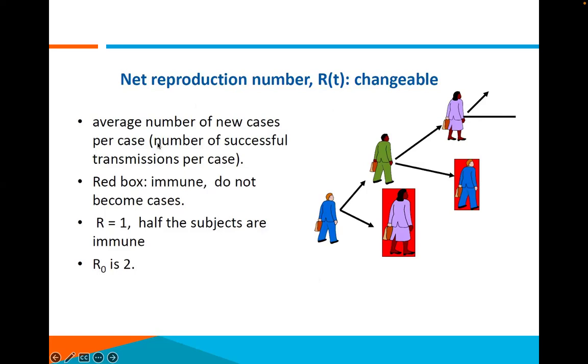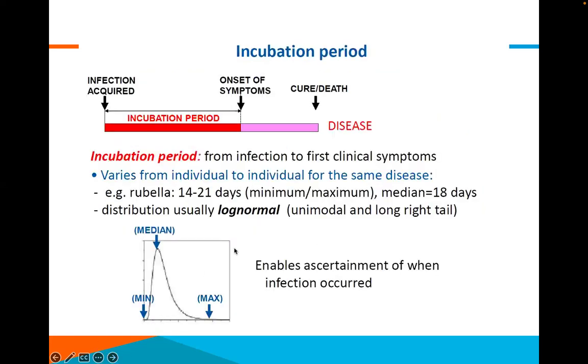vaccinated. The average number of new cases per case is the number of susceptible transmission per case. Now, the red box, as you can see here, means these people are immune. And so because they are vaccinated, they do not become cases. Here, for every 2 people who are exposed, the R becomes 1, because it is exposed versus vaccinated, exposed versus vaccinated. And so in this case, it is difficult for a pandemic to occur.